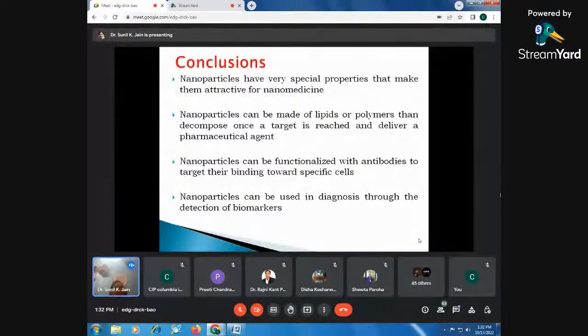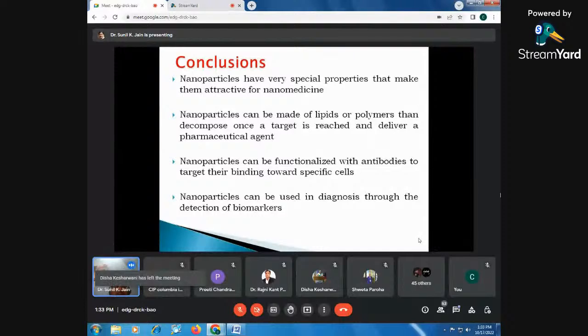Now, I wish to conclude with some points. Nanoparticles have very special properties that make them attractive for nanomedicine. Nanoparticles can be made of lipids or polymers, which then decompose once a target is reached and deliver a pharmaceutical agent. So these are, we can say, biodegradable in nature.